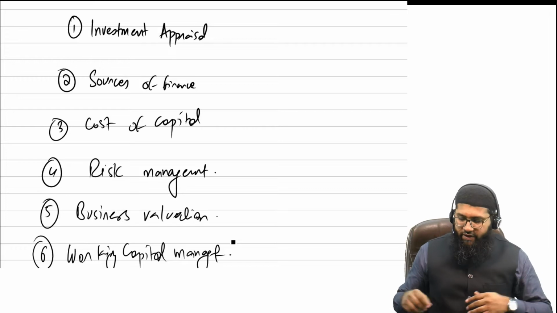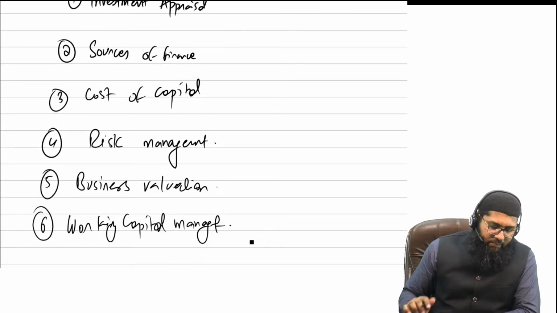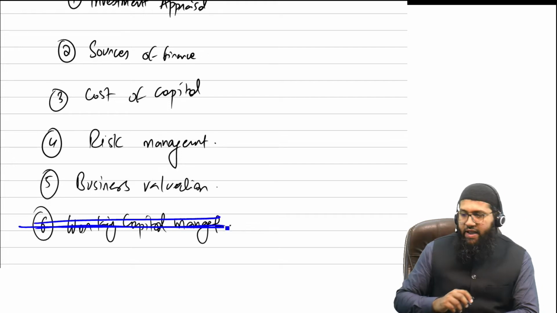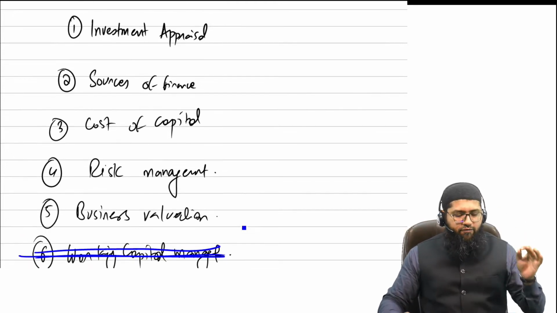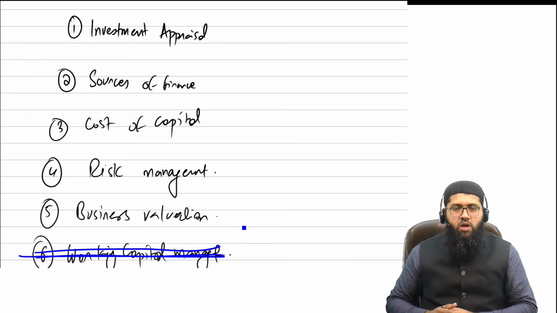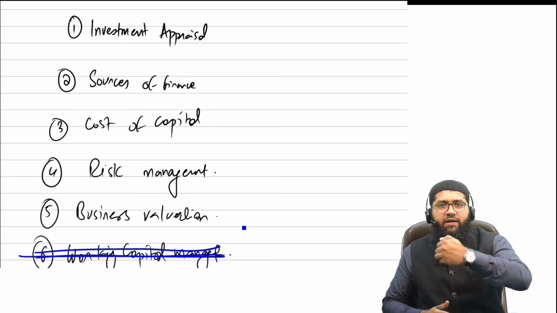Now, the reason that I'm explaining these 6 areas is that, except for working capital management, all 5 of these areas are actually examined at the AFM level. All 5 of these areas are examined at the AFM level.